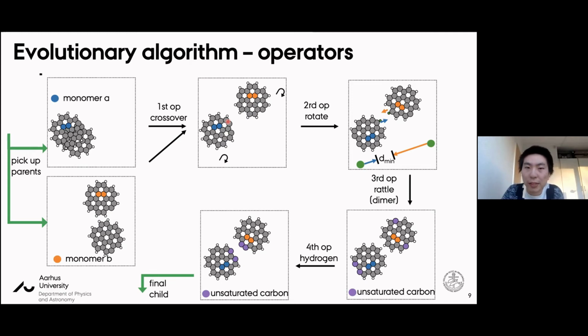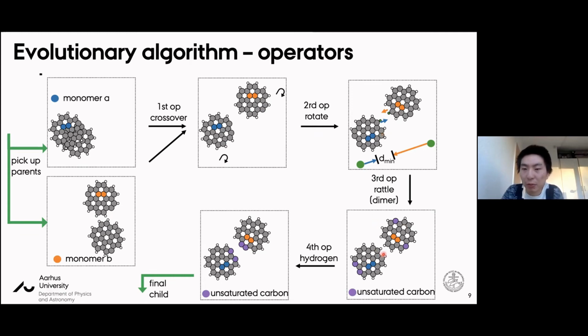So we can rotate the structures. This is just to explore the possible orientations of each monomer. And after that, we can get a structure like this. But these two monomers are still far from each other. So we want to use another route of mutations just to approach these two monomers, and it results in a structure like this.